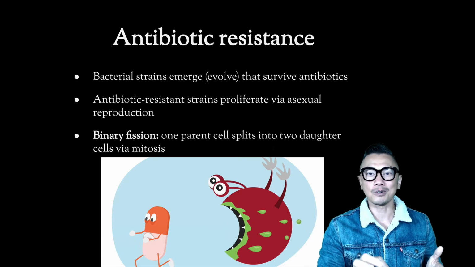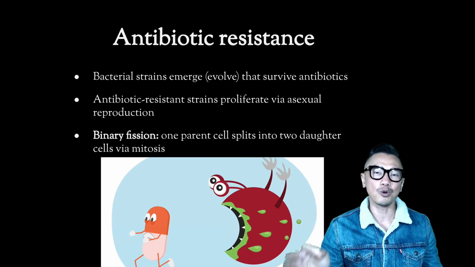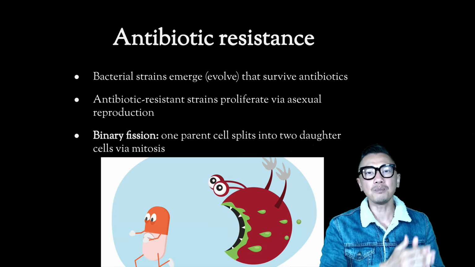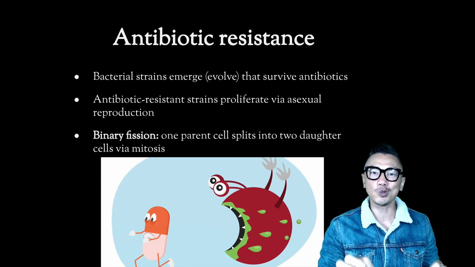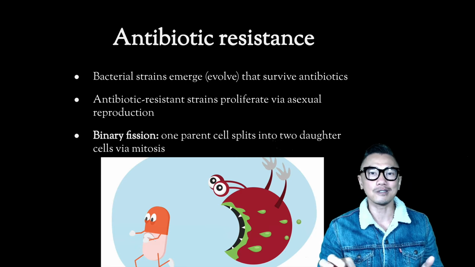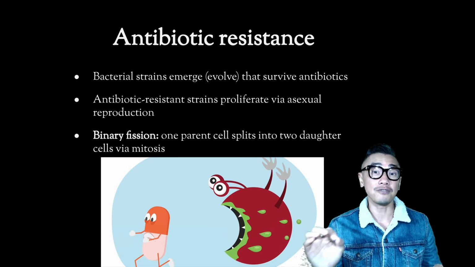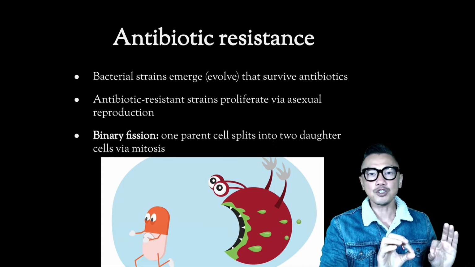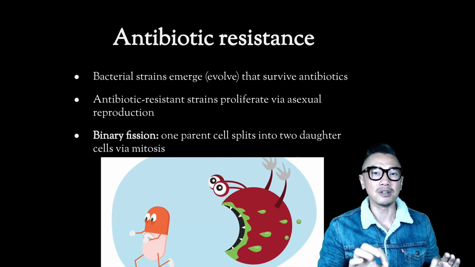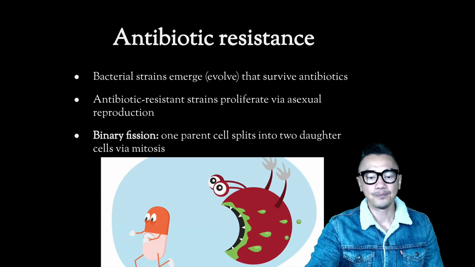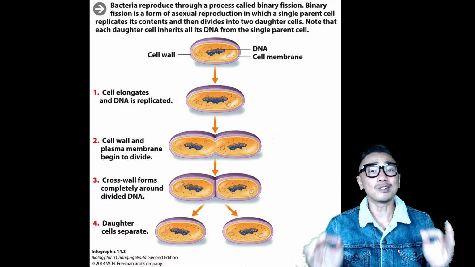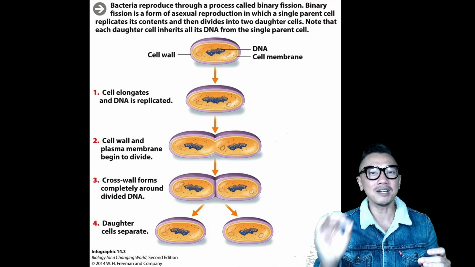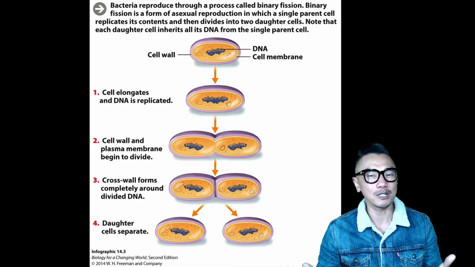Antibiotic-resistant strains of bacteria proliferate through asexual reproduction. In bacterial asexual reproduction, one parent cell will split into two daughter cells through mitosis. This is also called binary fission. Binary refers to creating two products. Fission is the opposite of fusion and means splitting apart. This infographic summarizes how bacteria reproduce asexually through binary fission, which is a form of mitosis.